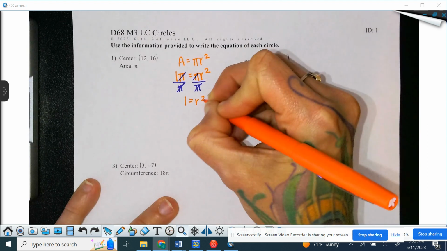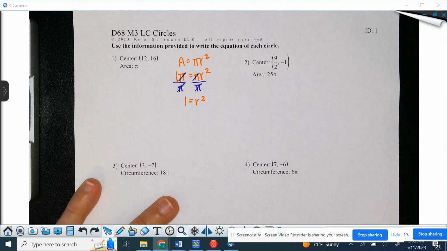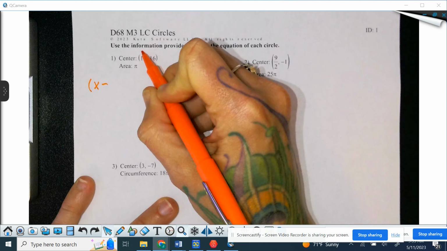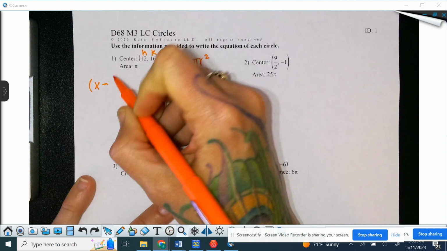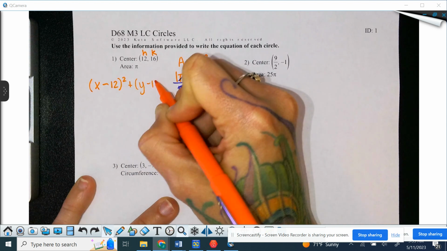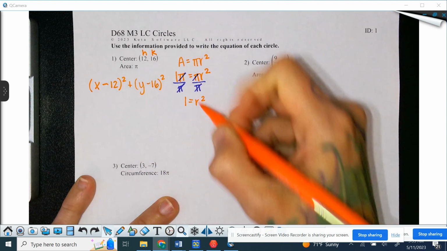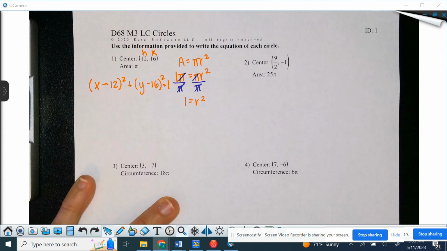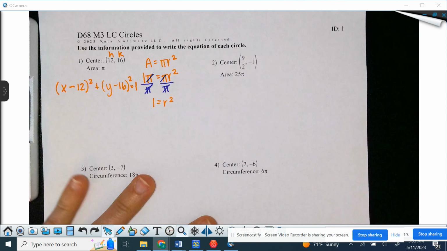All you need is radius or radius squared and your center to write the equation. So that's just going to be x minus, because this is our h and our k, 12 squared plus y minus 16 squared equals radius squared, which is 1. I feel like that was almost too easy. So I'm going to do this one really quick.